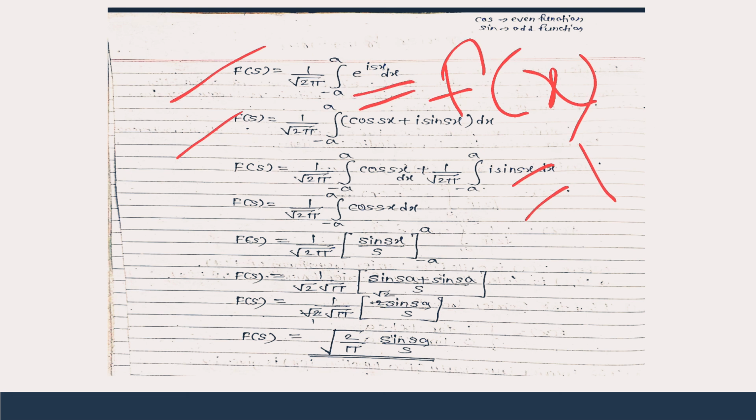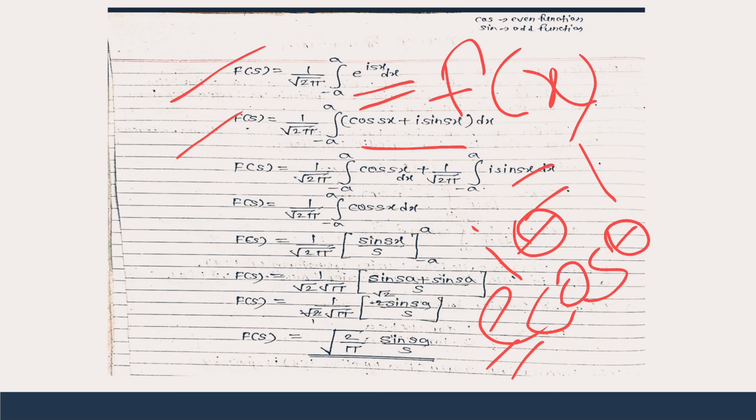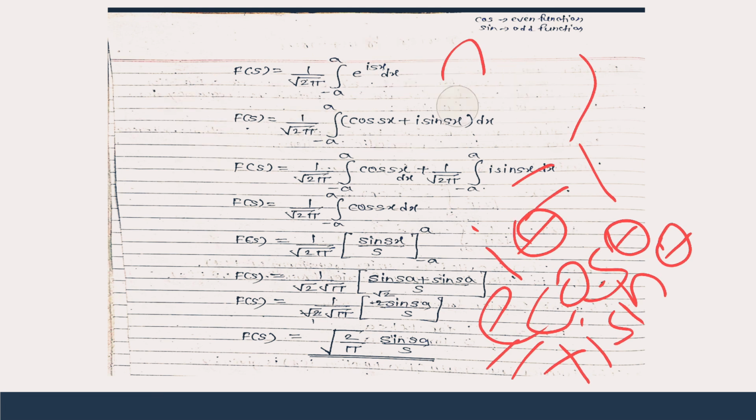Now we know that the expansion of e raised to iota sx is equals to cos of sx plus i sin sx into dx. This we already saw in complex numbers. We know that the expansion of e raised to i theta is equals to cos theta plus i sin theta. This we already saw in complex numbers. So according to that, we simplify this formula.